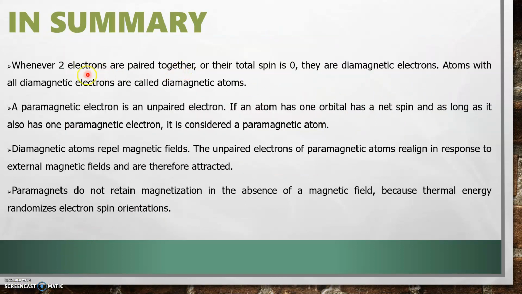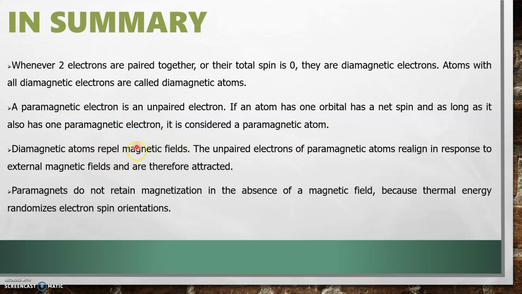So in summary, when two electrons are paired and their spin is 0, they are diamagnetic electrons. Atoms with all diamagnetic electrons, all electrons must be diamagnetic, are called diamagnetic atoms. For a paramagnetic electron to be present, there has to be an unpaired electron. So if an atom has one orbital with a net spin, as long as it has at least one paramagnetic electron, it is a paramagnetic atom.